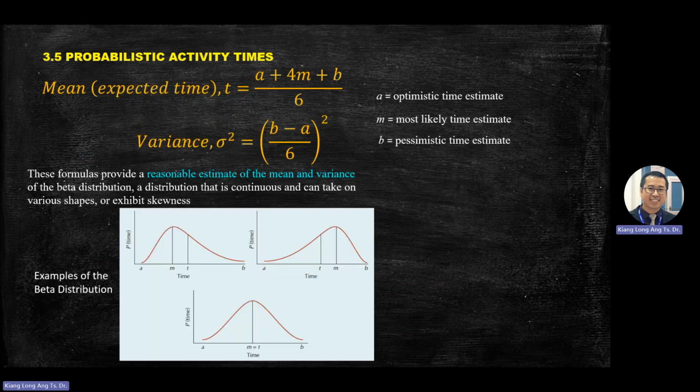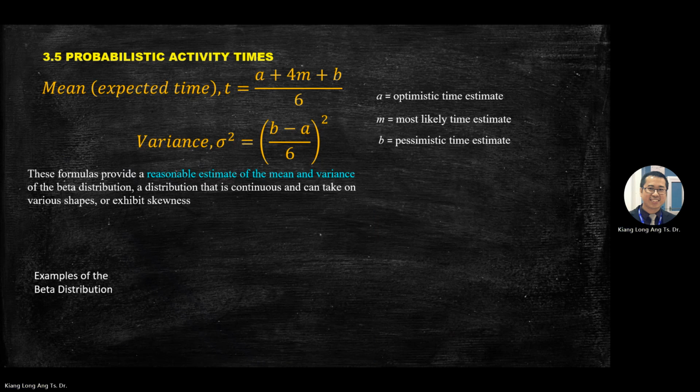Memorize these 2 formulas. How to calculate the expected time: a plus 4m plus b, divided by 6. What is a? a is optimistic time. b is pessimistic time. m is the most likely time. Why divided by 6? Because in statistics, you see this curve, or call it a distribution graph. This is a normal distribution curve.